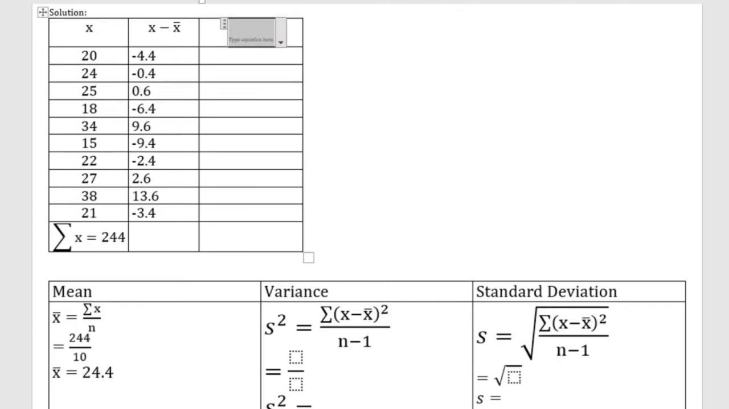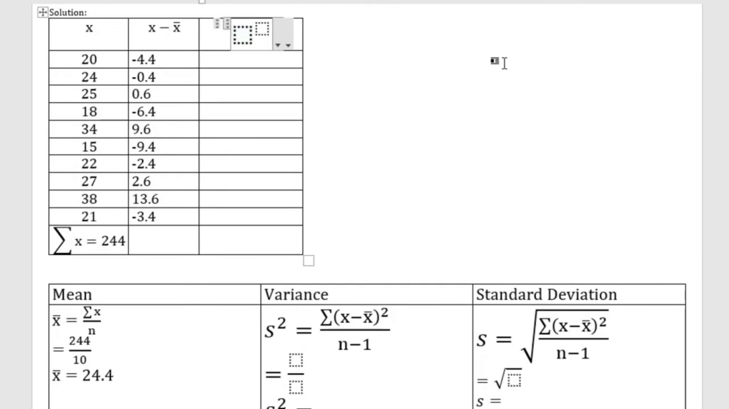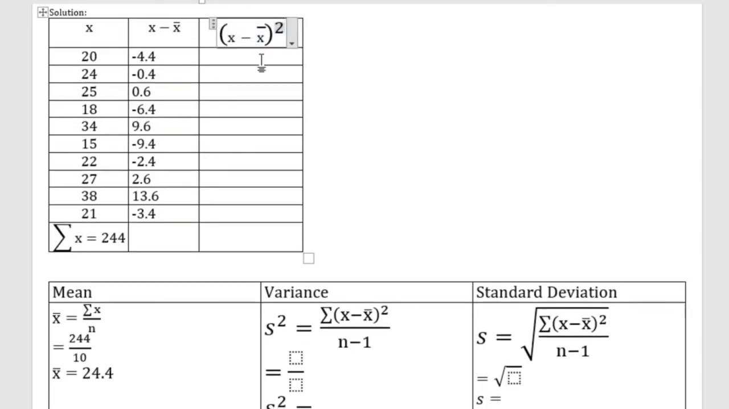Now that we have determined the differences, in the next column, we need to square the differences. That is, we have x minus x bar squared. That means negative 4.4 squared is 19.36. Negative 0.4 squared is 0.16. 0.6 squared is 0.36. 6.4 squared is 40.96. Next is 92.16, 88.36, 5.76, 6.76, 184.96, and negative 3.4 squared is 11.56. We now have determined the squares of the differences.